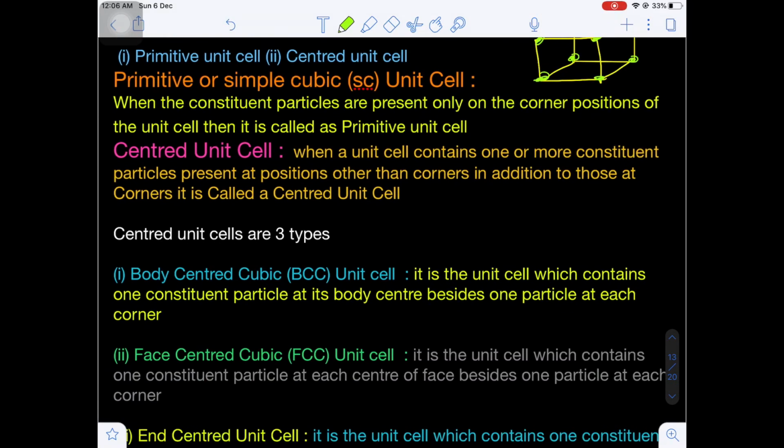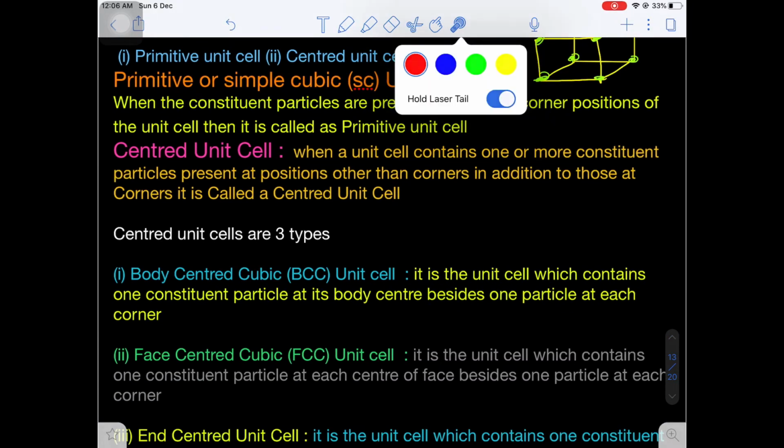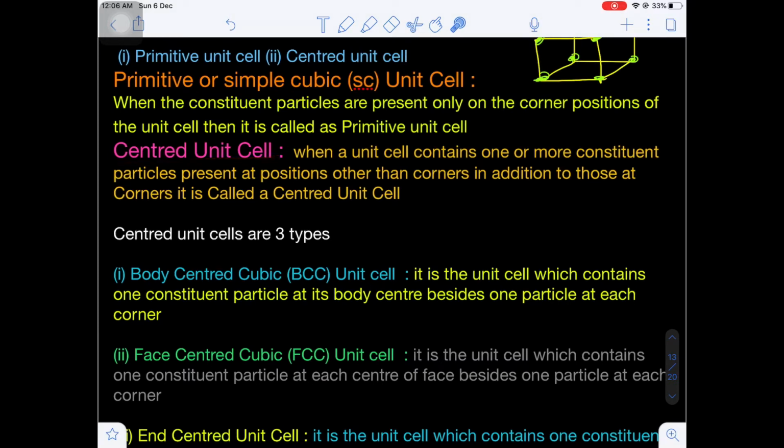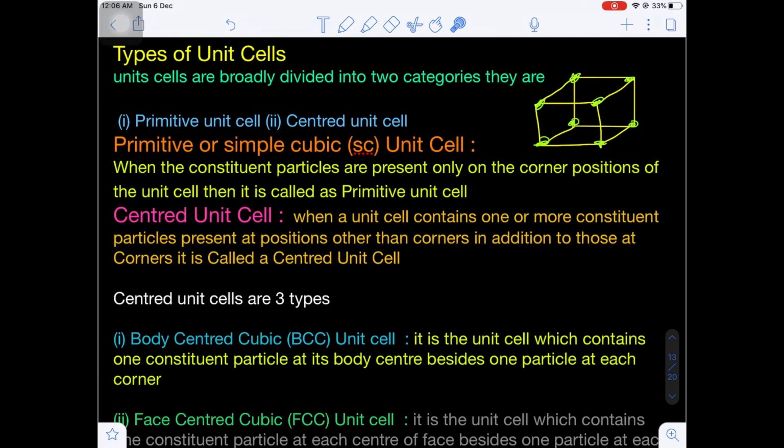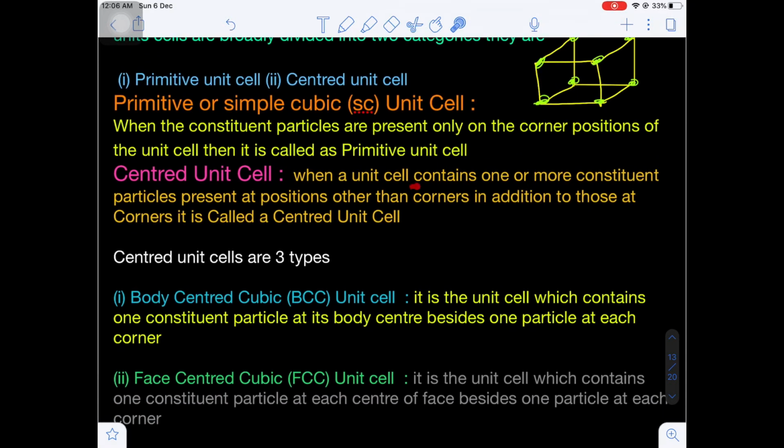Okay. Now what is the next? Centered unit cell. In the centered unit cell, apart from the constituent particle present at the corner, some other locations also will have constituent particles. When a unit cell contains one or more constituent particles present at positions other than the corners, that means in addition to the corners, already at corners the lattice points or constituent points will be present, and apart from that some other constituent particles will also be present.